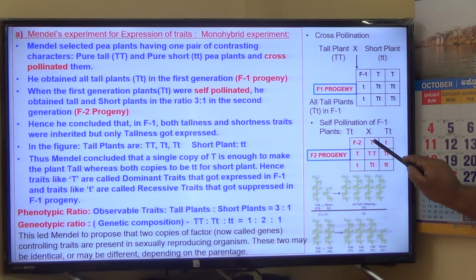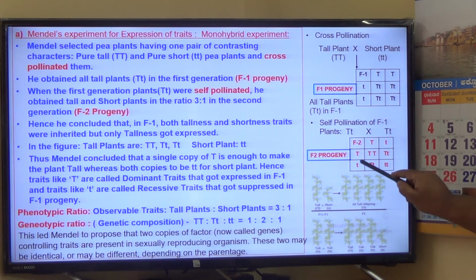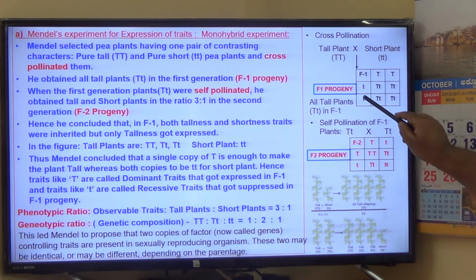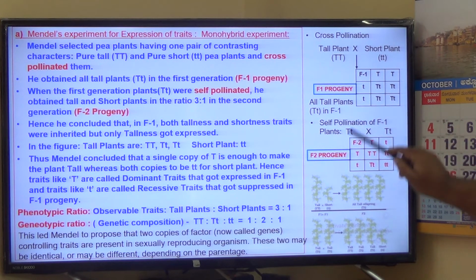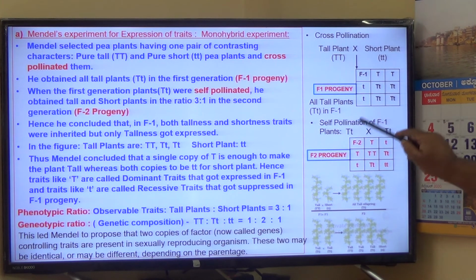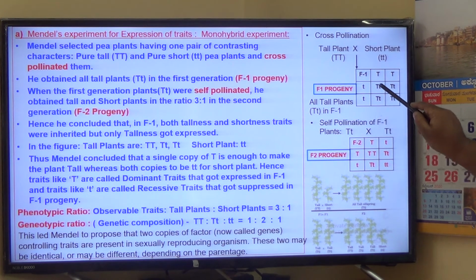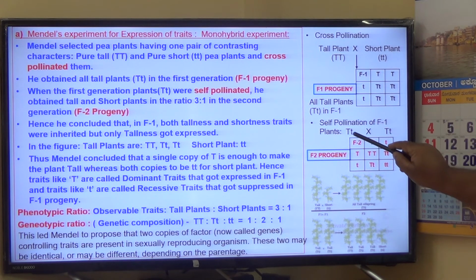Combine these things. First let us write capital T and capital T, then capital T and small t. Then here it is capital T and small t, then small t and small t. Is it right? In the first generation F1 progeny, all these four plants were tall plants, and in the second generation Mendel self-pollinated these plants having a genetic combination of T and small t.